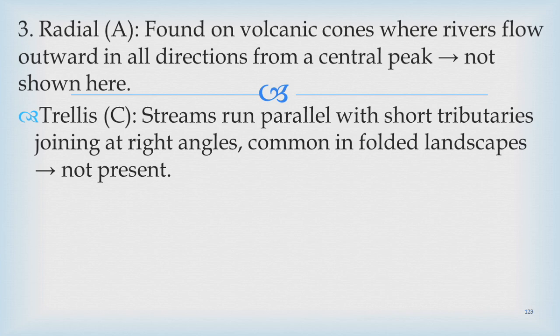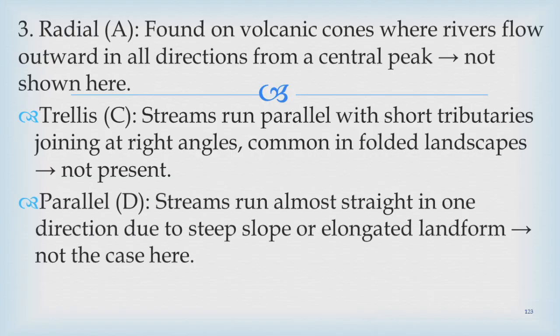Trellis is formed when streams run parallel with short tributaries joining at right angles. This is common in folded landscape, but is not indicated on this contour map. Parallel drainage pattern forms when streams run almost straight in one direction due to a steep slope or elongated landform.